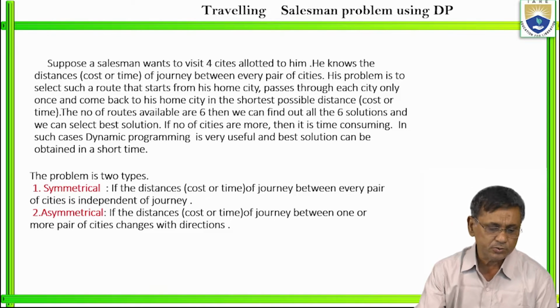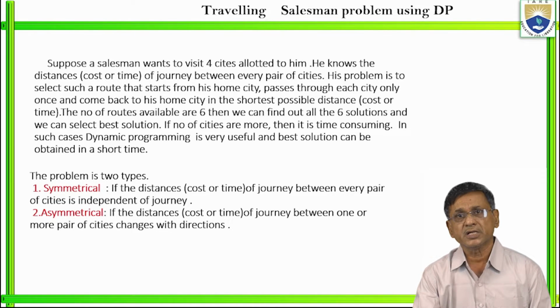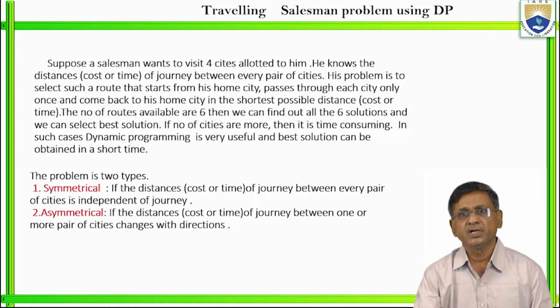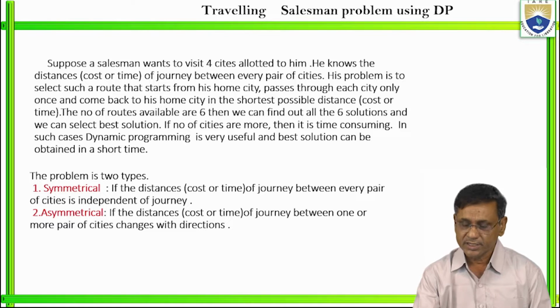So the problem is of 2 types. If the distance or cost or time between every pair of cities does not depend on the direction of the journey, this is called the symmetrical type problem. If the distance or cost or time changes with the direction of the journey, then the problem is called the asymmetrical type.